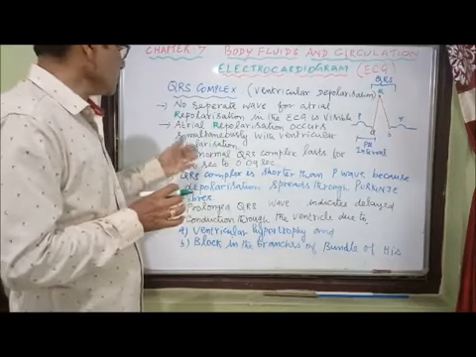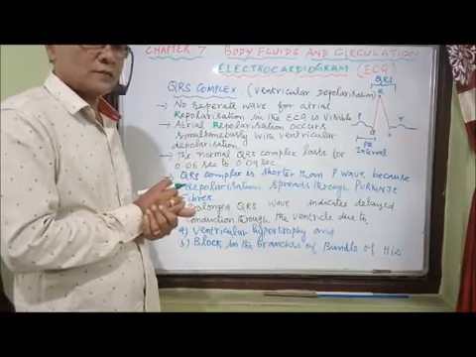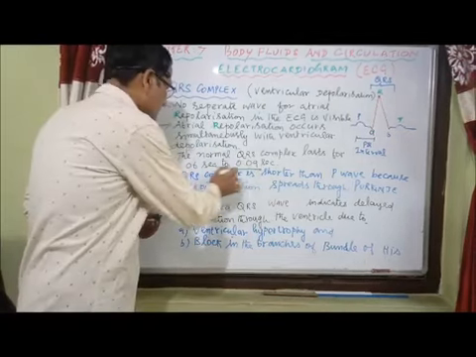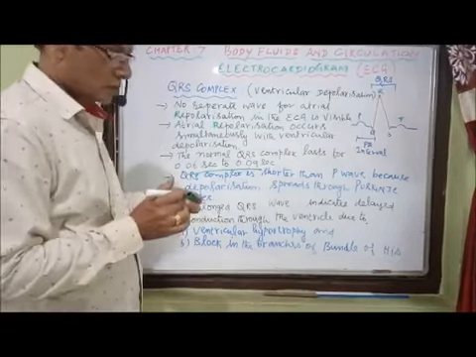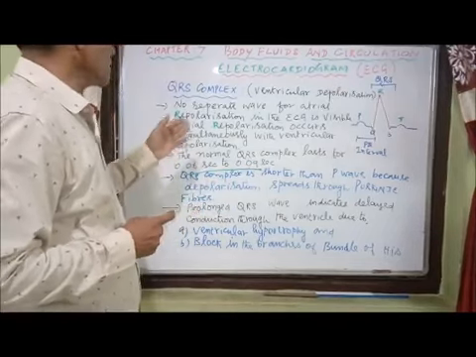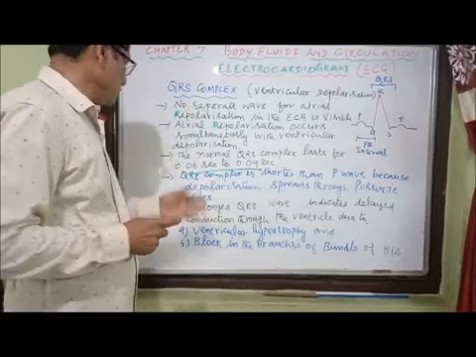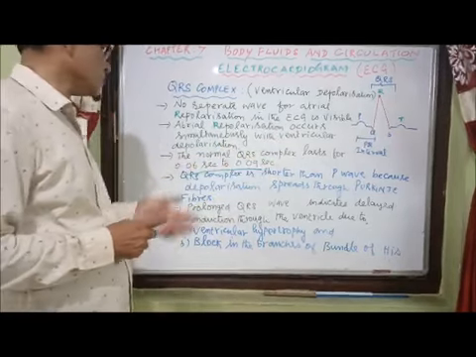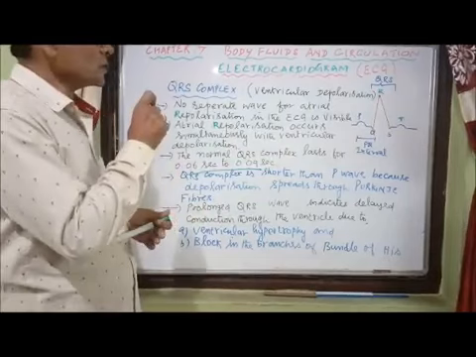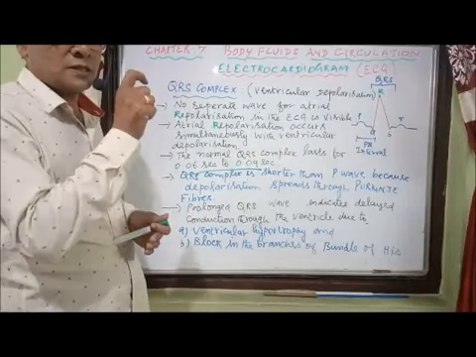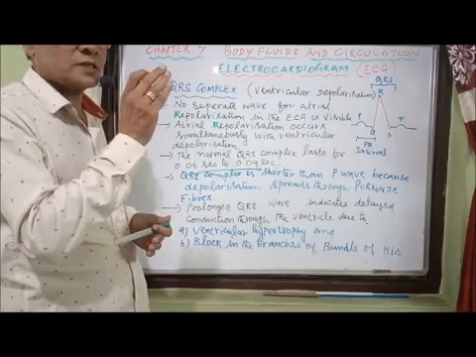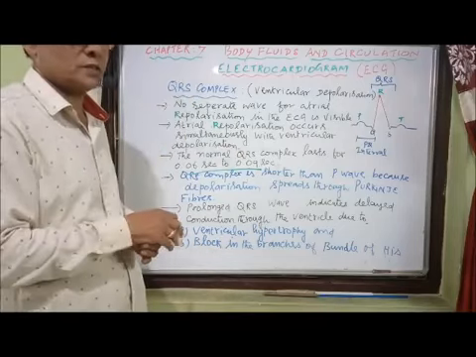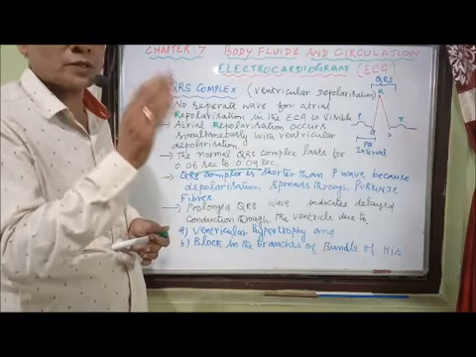Now the normal QRS complex duration lasts for 0.06 to 0.09 seconds. This is the normal duration of the QRS complex. The QRS complex is normally shorter than the P wave. What's the reason for that? Once depolarization occurs in the atria, the impulses spread only through the Purkinje fibers of the bundle of His.